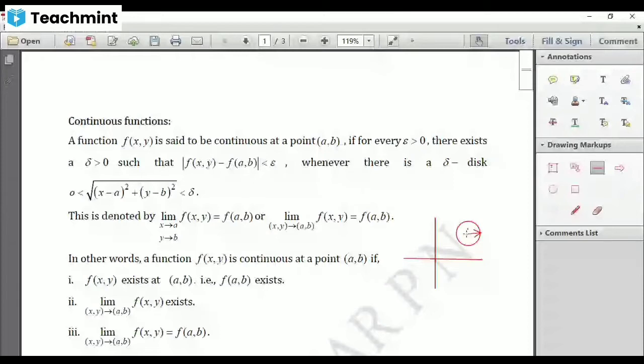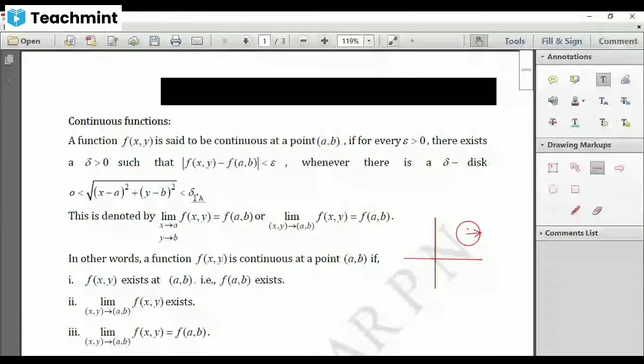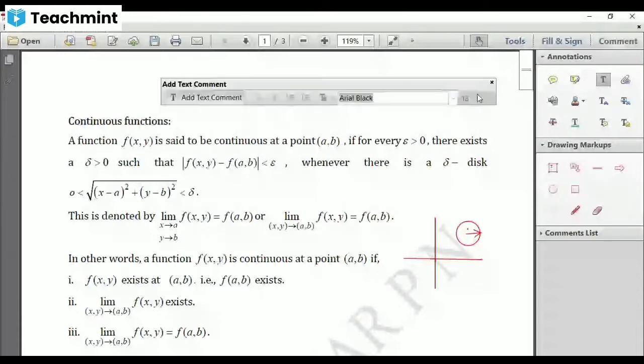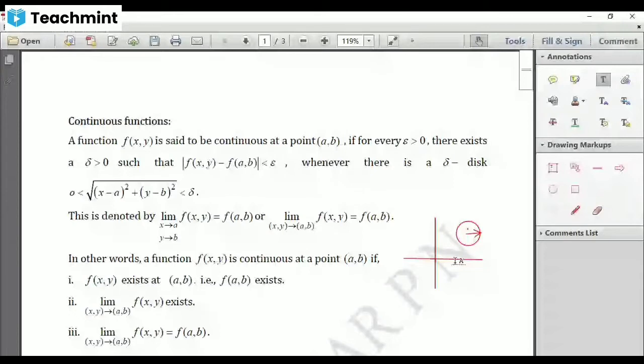So the distance between x, y and a, b, which is square root of x minus a whole square plus y minus b whole square is less than delta. Okay, so you take because this is an interval, right? In fact, you are having infinitely many points here. For each point, you will get one f of xy.